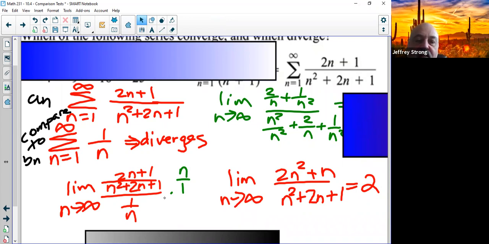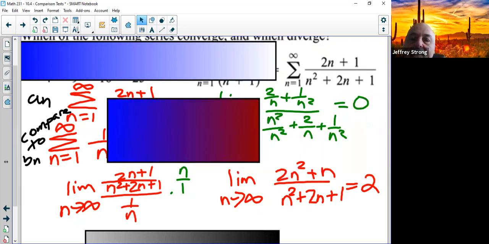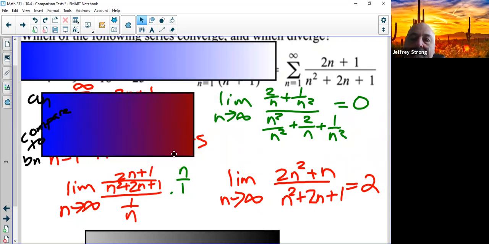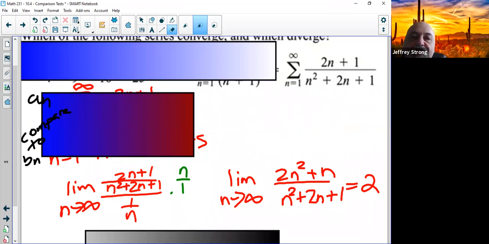So if I'm multiplying numerator and denominator by n, I get 2n squared plus n over n squared plus 2n plus 1. Okay, this part in green, I'm just going to get rid of that, because that's just the original function here.